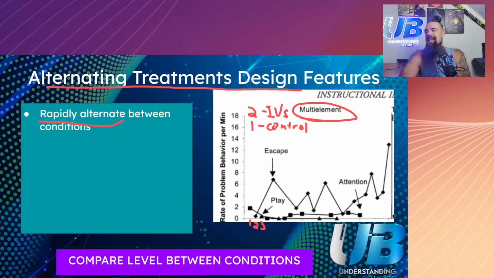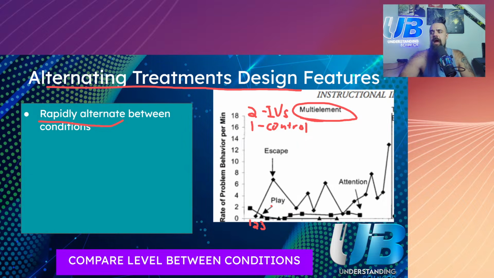Cool. So yeah, I think this graph definitely helps see that demonstration, especially since we labeled our IVs and our control. So we could do an alternating treatments condition with only 2 conditions in it. What we would do is rapidly alternate between the control condition or the baseline condition and one of the independent variables. So picture this graph if we just didn't have the squares at all. That would be a 1 independent variable alternating treatments design, and that totally works.